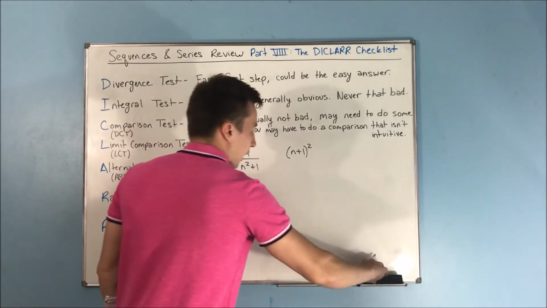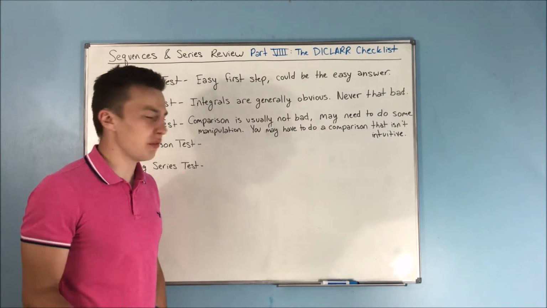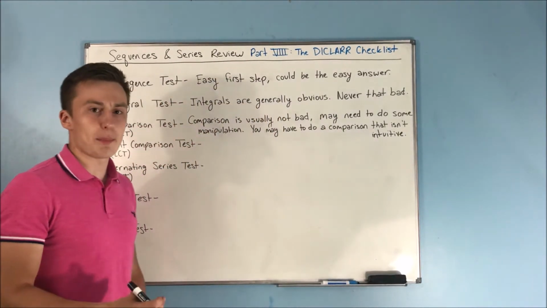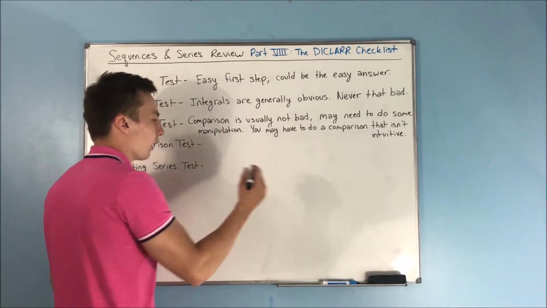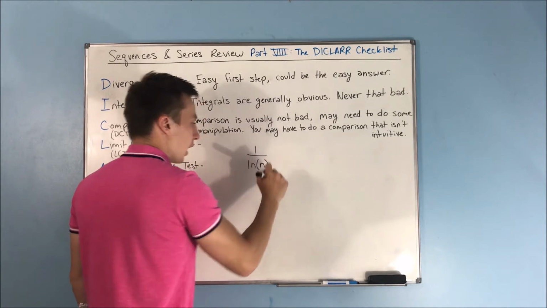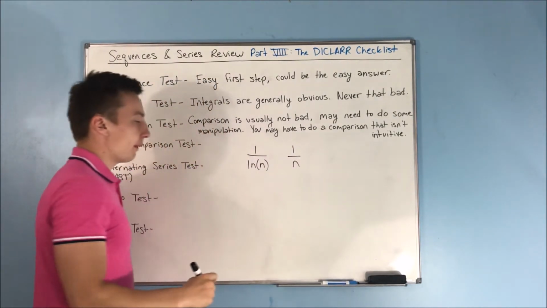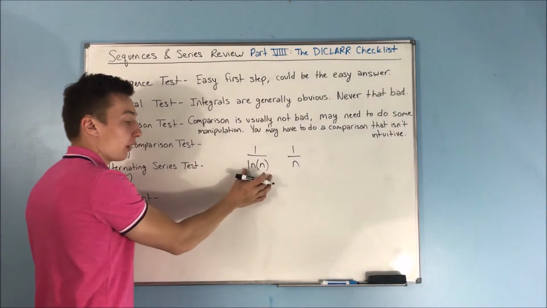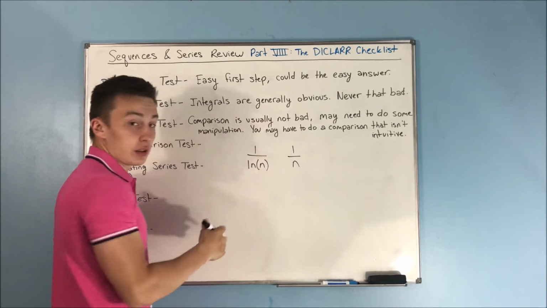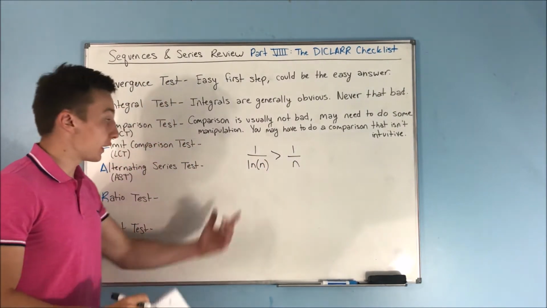And lastly, you might have to do a comparison that isn't that intuitive. For example, I did an example, I believe in the comparison test problems, with a 1 over natural log of n problem. What we did was compare it to 1 over n. We knew that natural log of n is smaller than n, so 1 over natural log of n is greater than 1 over n, and so this would diverge.